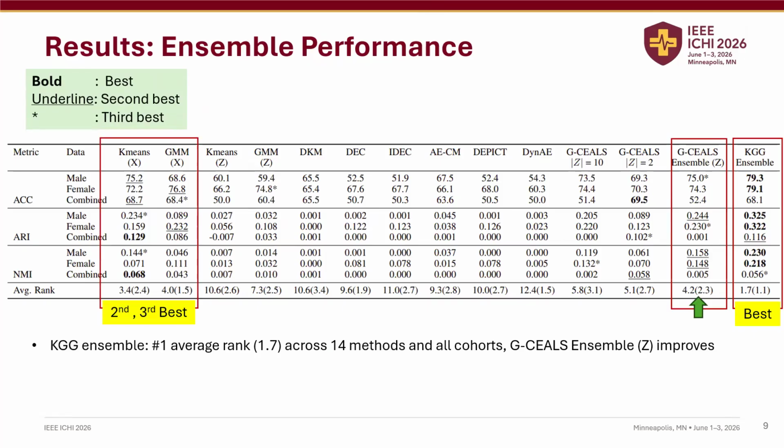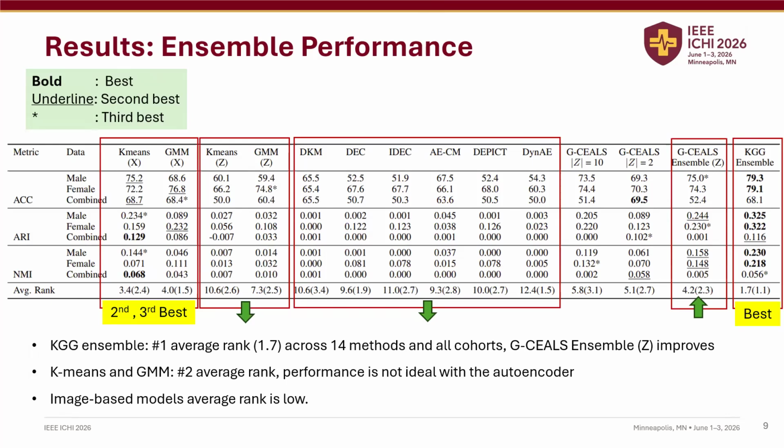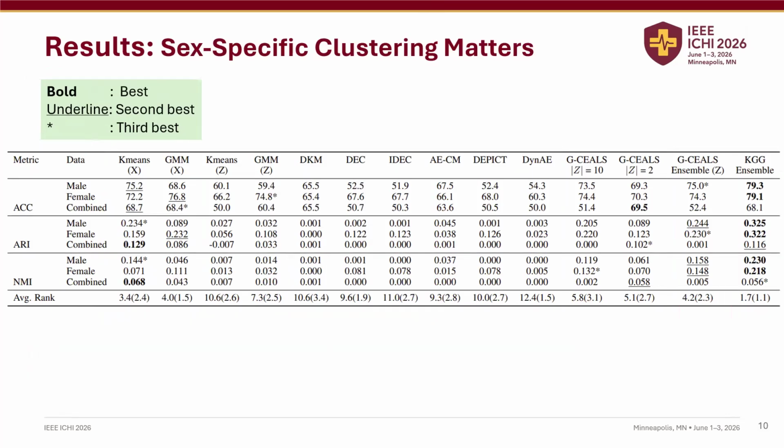Let's look at the traditional methods, k-means and GMM. On the raw data, they proved to be competitive baselines, achieving the second and third best. However, notice that when we apply the hybrid approach, running k-means on an autoencoder's reconstruction space causes a potential drop in the metrics. At last, let's see the image-based deep clustering methods. Out-of-the-box image-based deep clustering methods perform poorly across the board.